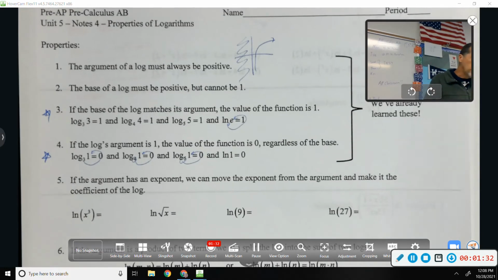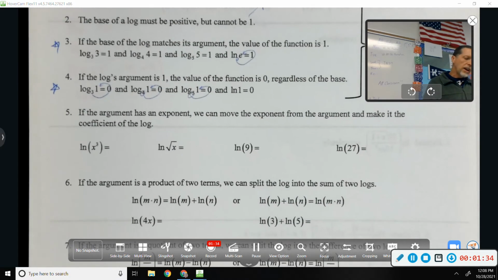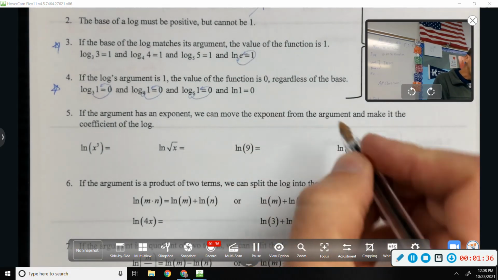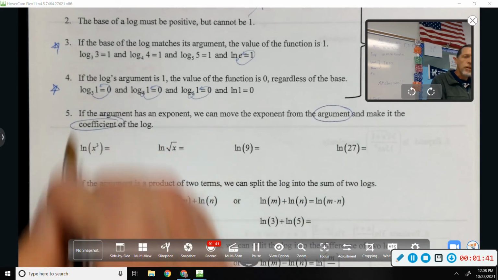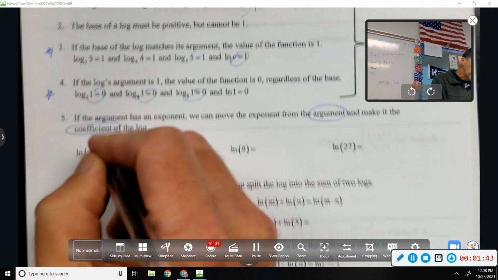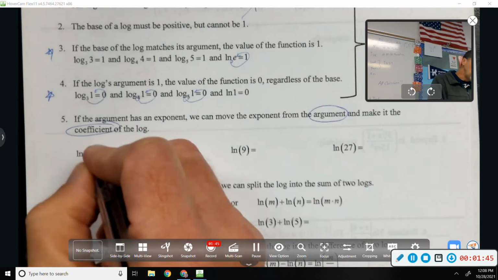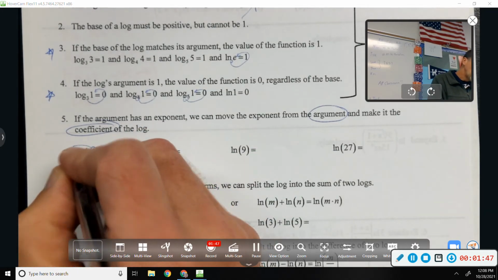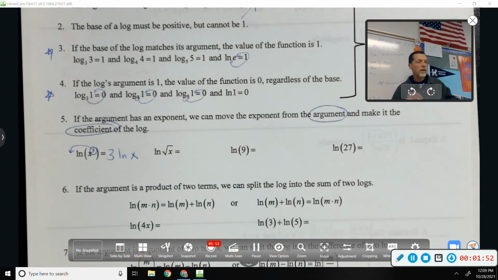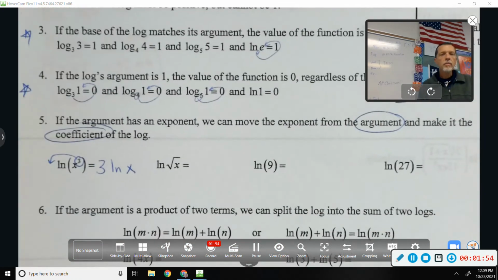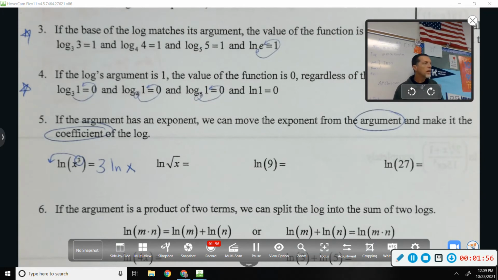Alright, now for the new stuff. If the argument has an exponent, we can move the exponent from the argument and make it the coefficient. So, from argument to coefficient. So that means natural log of x cubed, we can take that 3 and move it down front. So 3 natural log of x. And that's much easier to deal with. A 3 out front is much easier to deal with than an x cubed. So we will use some of this stuff when we get to solving equations.